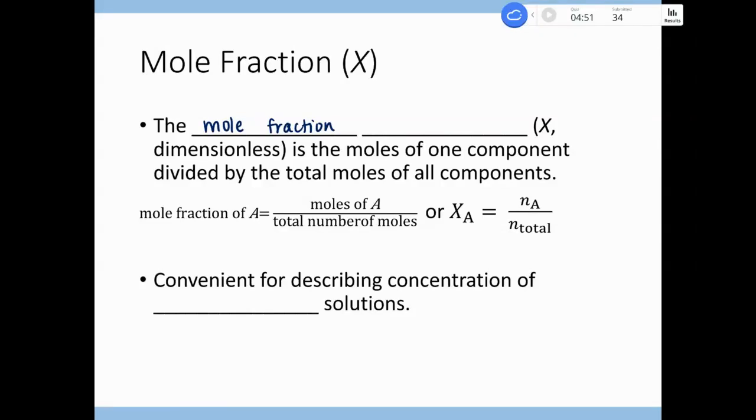This is useful when we have a solution with multiple solutes, because you can describe the mole fraction for individual solute relative to everything else that's present in the solution. This is common in gaseous solutions.